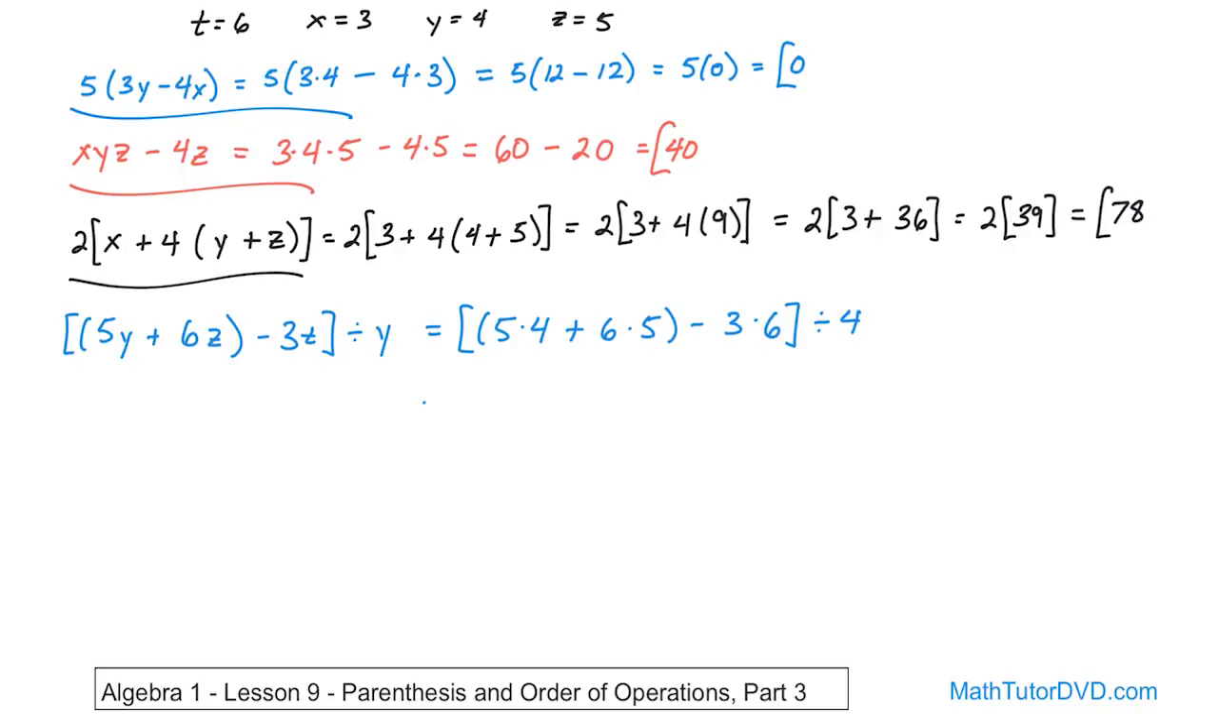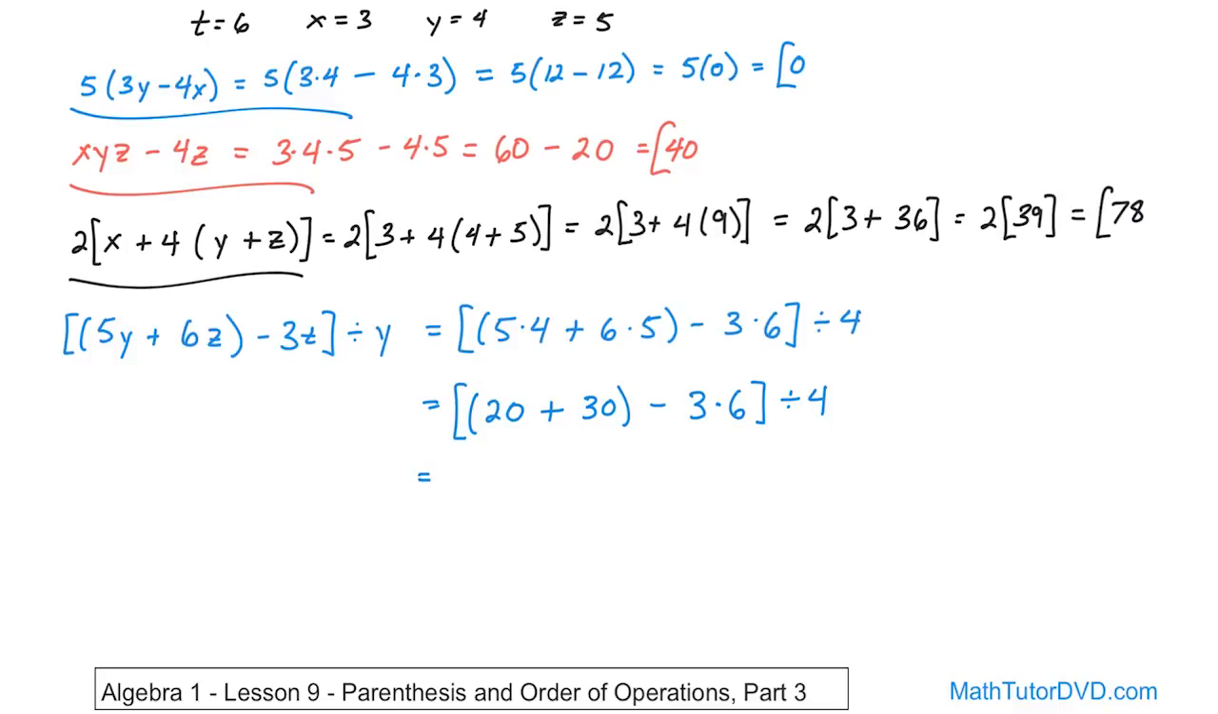So what I'm going to have down below is bracket. Inside of here, 5 times 4 is 20. The plus comes much later. 6 times 5 is 30. I can do both of those multiplications. The rest of the problem, I'm going to just leave it alone for now, just to make it absolutely clear what we're doing. All right?